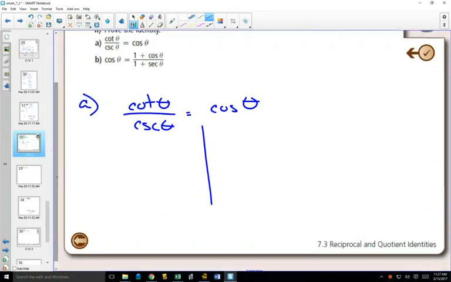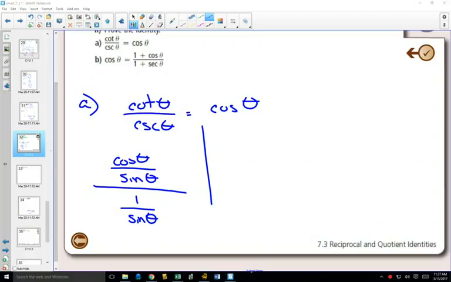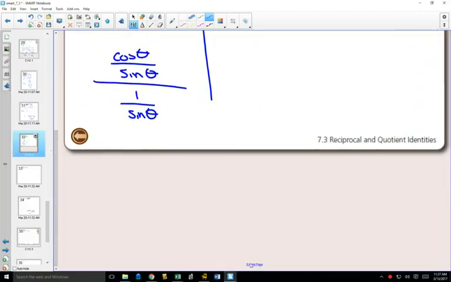Cotangent is cos theta over sine theta. Cosecant is 1 over sine theta. So if I change things to sine and cos, because the right-hand side's already cos, now I have a fraction divided by a fraction. If I multiply by the reciprocal, my sine thetas go away, and I've proven it.